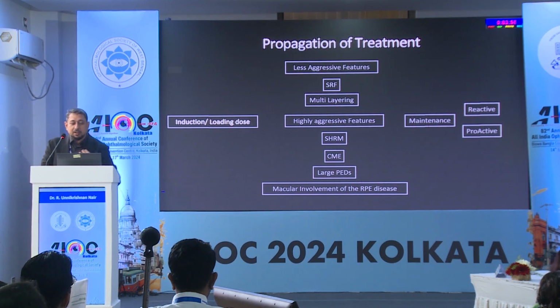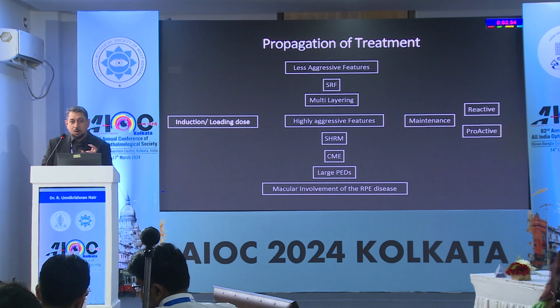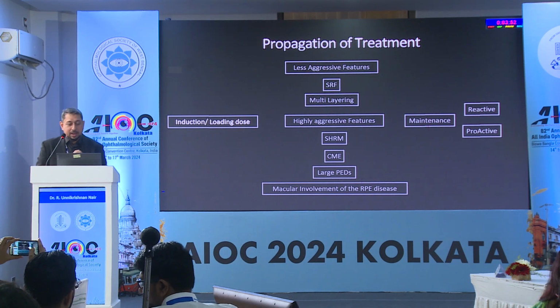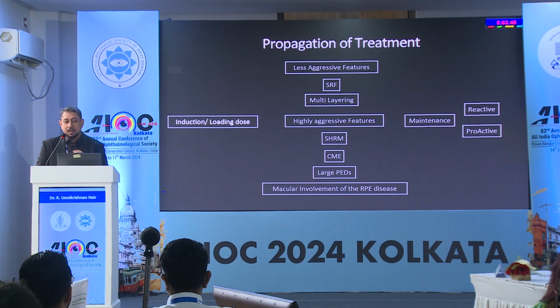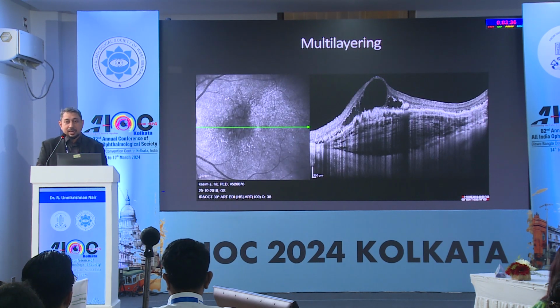So once we start treatment, you go to how intensive you are. I like to say that you have less aggressive features and highly aggressive features. The two less aggressive features would be the presence of subretinal fluid chronically without intraretinal fluid and the presence of multi-layering. And the highly aggressive features will come to that. So multi-layering is supposedly a less aggressive feature.